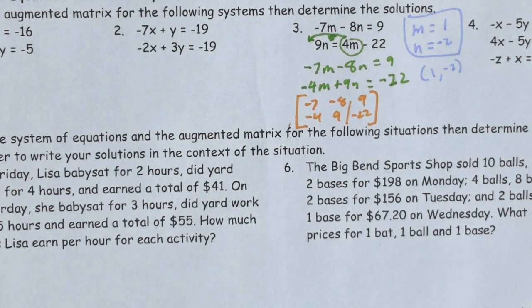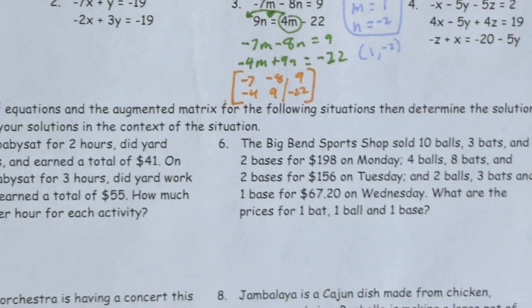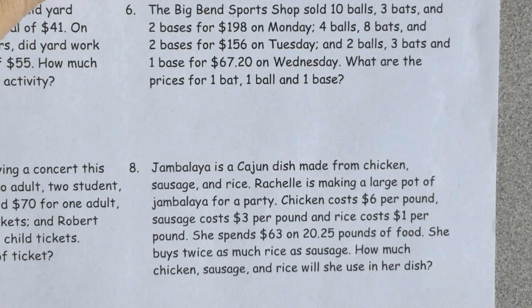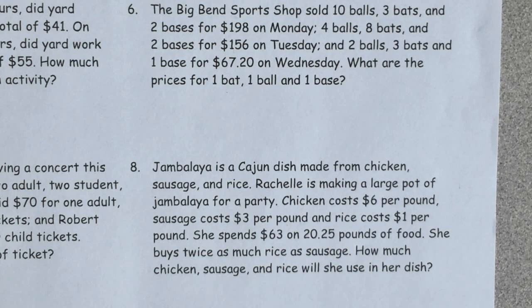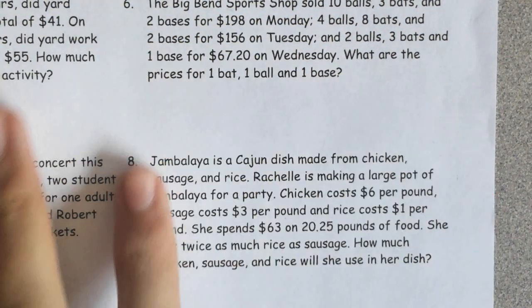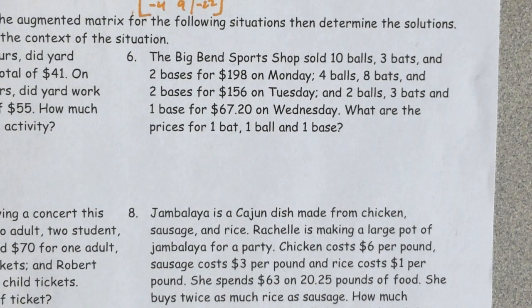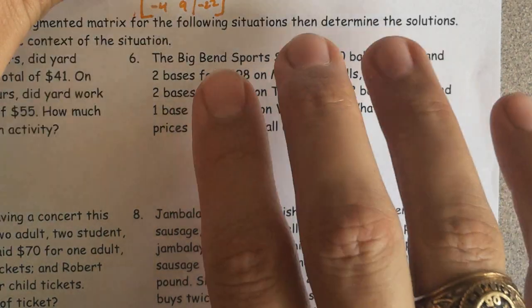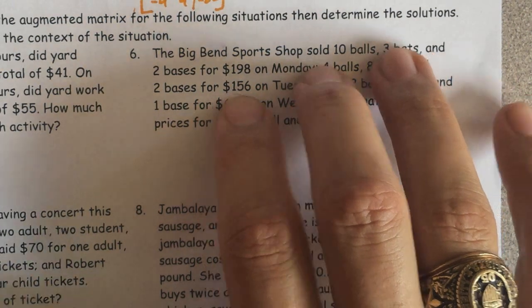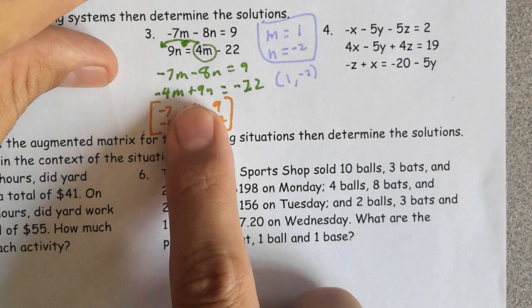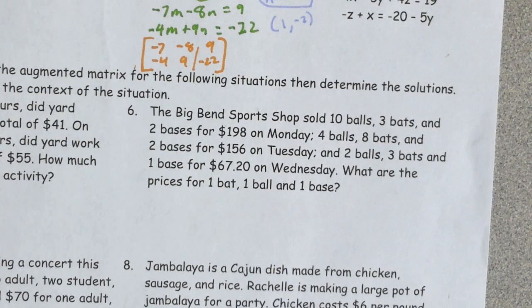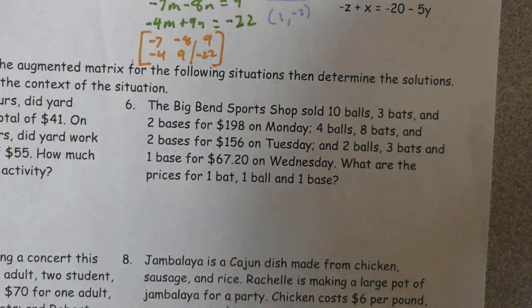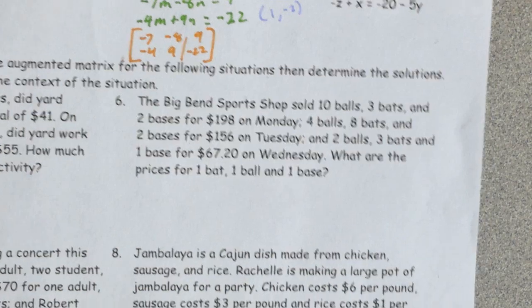Let's do a 3 by 3 system with word problem, and that will be the only word problem I do, because the word problem is done the same way. You just transfer whatever equations you get to a system, to an augmented matrix, and you get the solution. So let's work on that for Big Ben Sports Shop question right here.